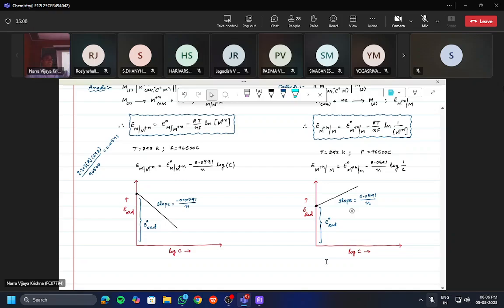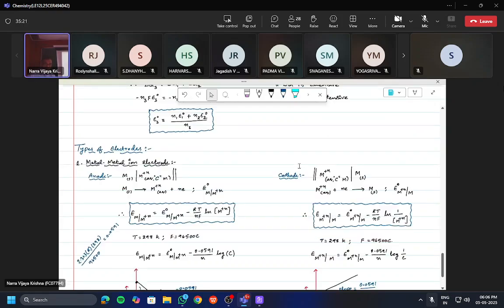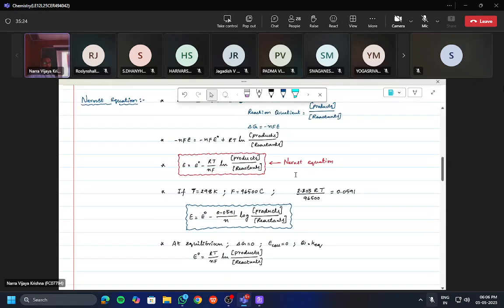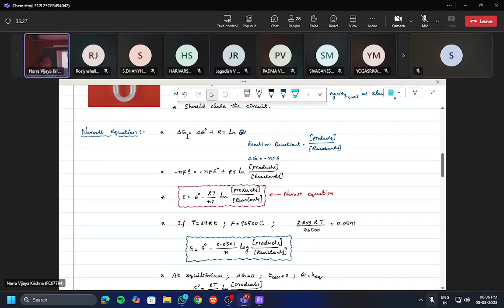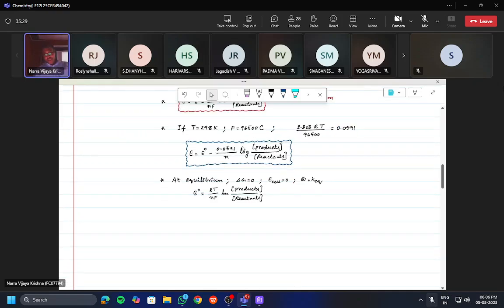I told you to remind me about thermodynamics of a cell. You don't want thermodynamics of a cell? Now, coming to this again, this is the Nernst equation. The Nernst equation is obtained from here. So now we are going to see about thermodynamics of a cell.